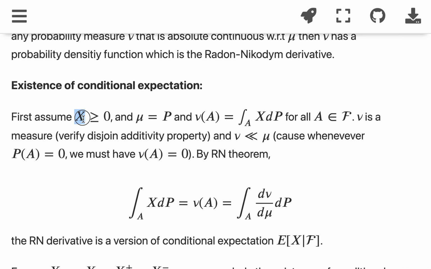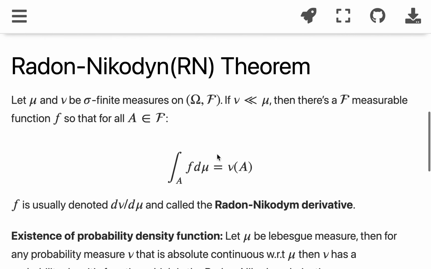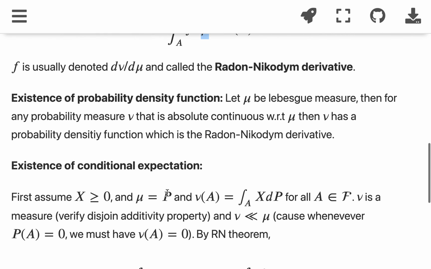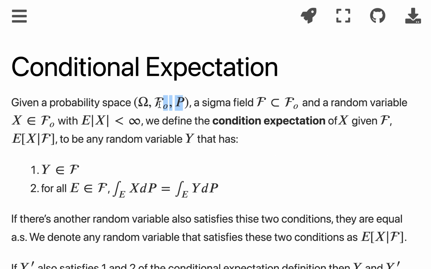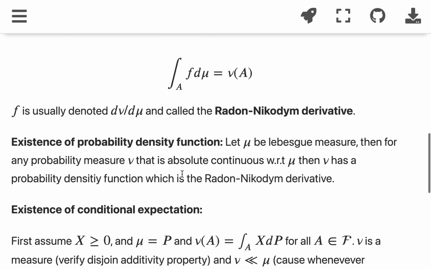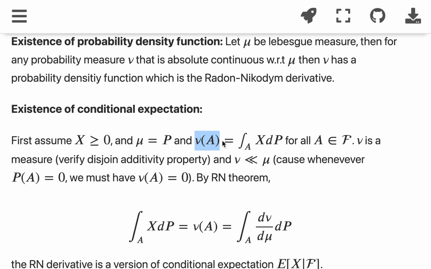We can first assume that the random variable x is positive, and we can also let mu in the Radon-Nikodym derivative be the probability measure p we have in here, and then we define the new measure nu on A to be the integral of x on the set A, for all A in the sigma field F. Then nu is a measure. It's very easy to prove it is a measure.